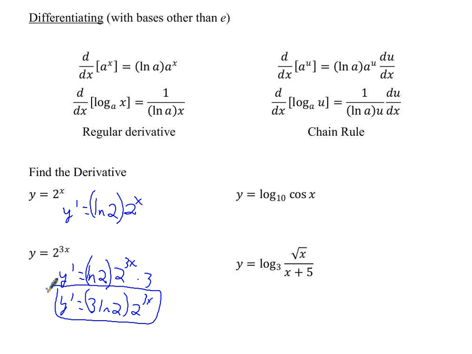Yeah, so let's take a look at this one. Is this a chain rule problem? How can we make it a chain rule problem? It is a chain rule problem, because you don't have just log base something x, right? We have log base something, something. Log base 10 of something. So u has to equal cosine x.